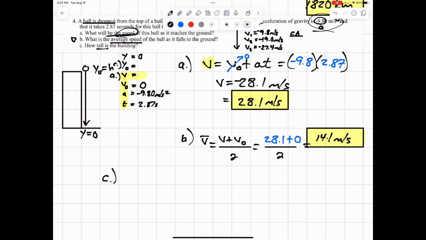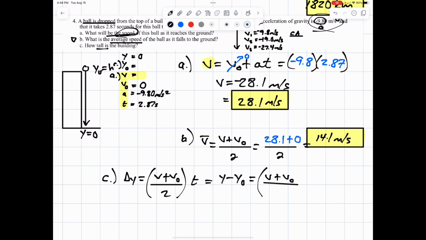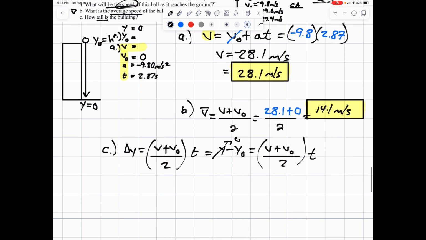Part C is looking for how tall the building is. So now you're looking for y naught. So a couple things I know. If I'm looking for how tall the building is, keep in mind that delta y equals v plus v naught over 2 times t. Please understand that this would be y minus y naught, right, equals v plus v naught over 2 times t, and y is 0, right?